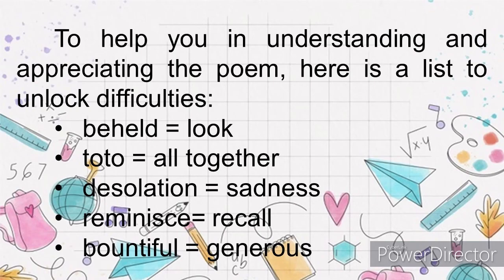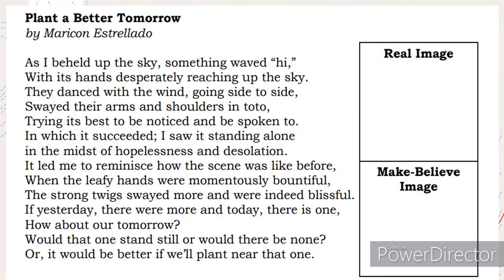Okay, so here is the poem for Learning Task 8. It is entitled Plant a Better Tomorrow by Maricon Estrellado. So I would just want you to read this, analyze and understand. After understanding, analyzing and reading this poem, I want you to identify, based on your own understanding, what real image or what make-believe image we can connect to the meaning of the poem.